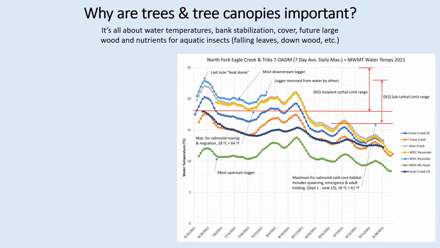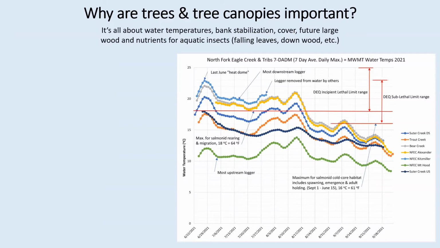And I have several red lines in there, the one that goes all the way across the page. And these are set by Oregon's Department of Environmental Quality. You can see that the maximum temperature for salmonid rearing and migration is set at 18 degrees Celsius or about 64 degrees Fahrenheit. And then the temperature for maximum salmonid cold core habitat, including spawning, emergence, and adult holding, is 16 degrees Celsius or 61 degrees Fahrenheit.